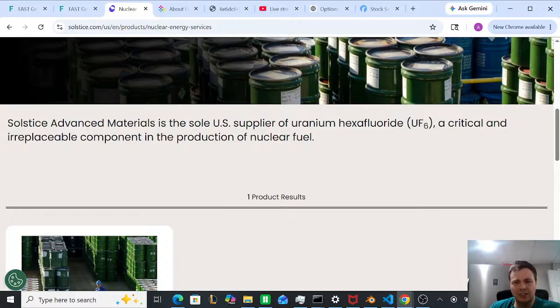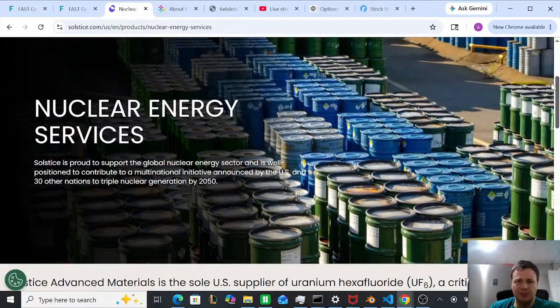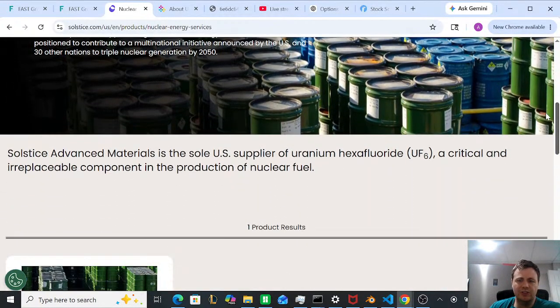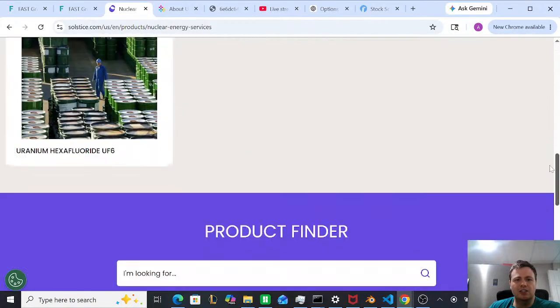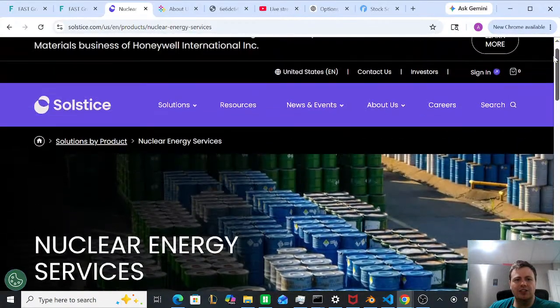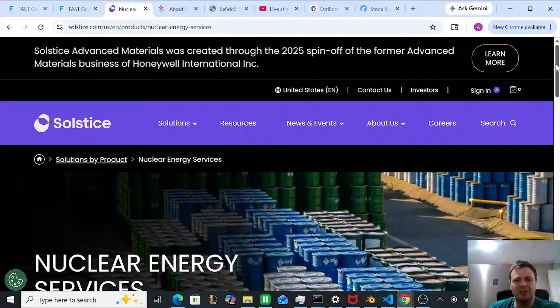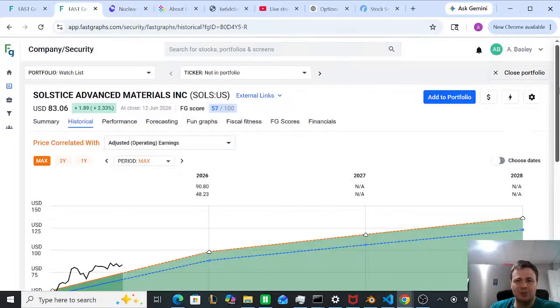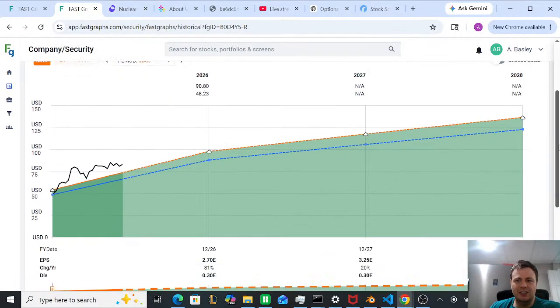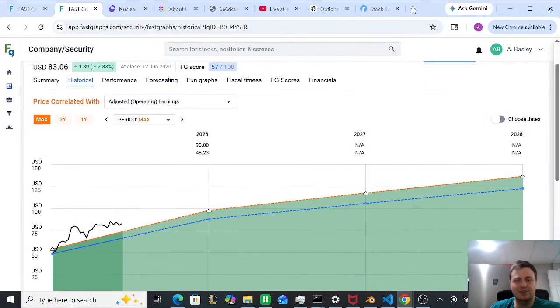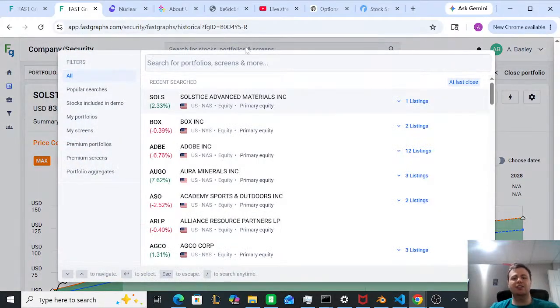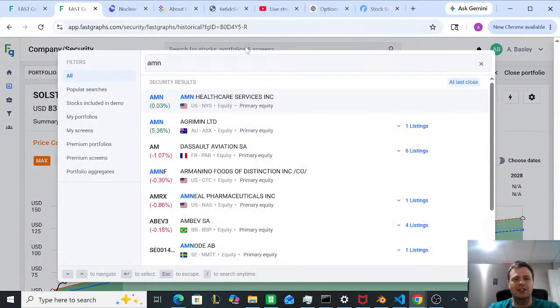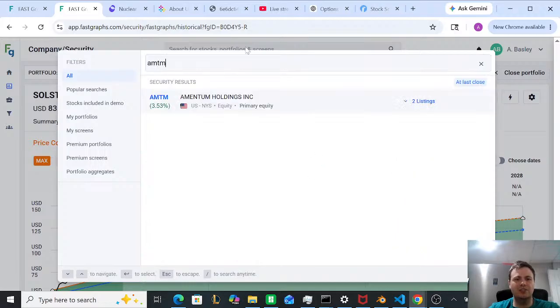Okay, so they supply uranium hexafluoride, which is what you need to convert uranium to enrich it. But this doesn't look like it's even a main part of their business, because it was not the first thing listed. So I guess it technically is a nuclear play. However, the earnings aren't reflecting that yet. So, not as interested. What's the other one? ATMT.